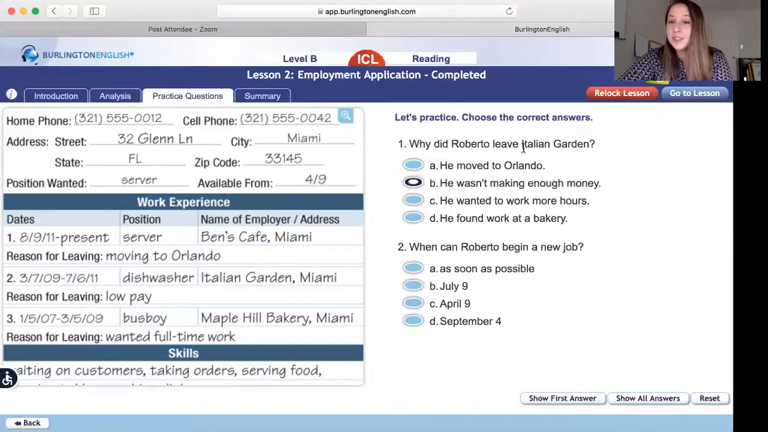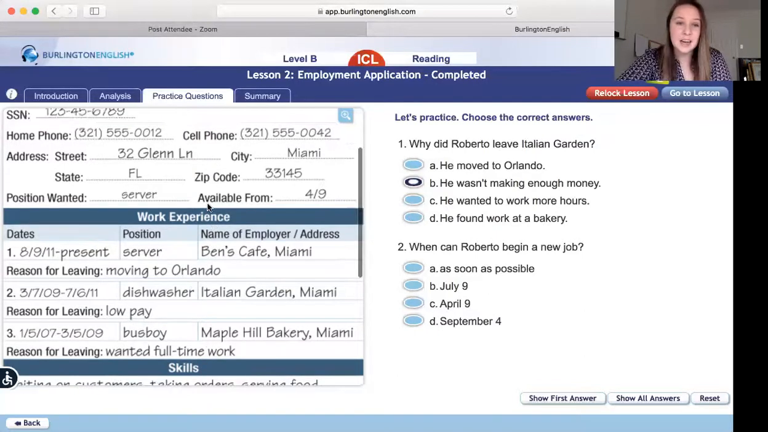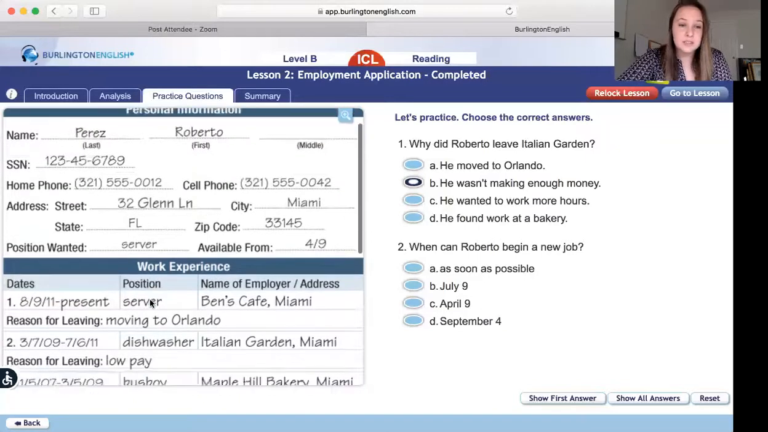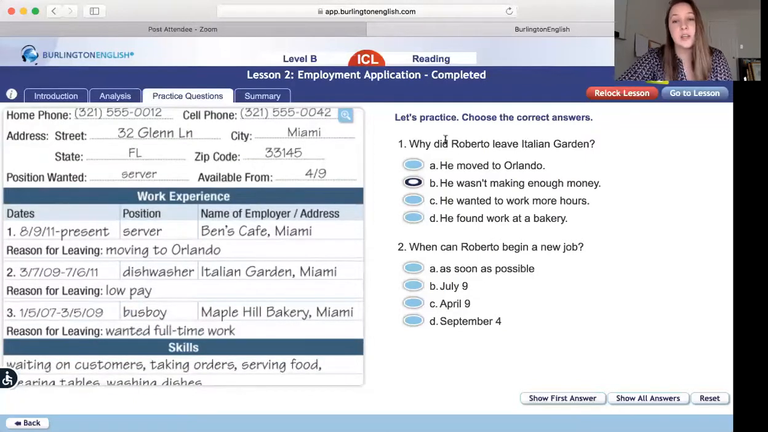So we answered this question without reading the entire thing. You didn't have to spend all of that time reading all of this information. You're able to say, we're looking for a previous job. We can go under work experience. We find Italian Garden, and we find the answer. So instead of reading all of it and trying to find the information afterwards, you can just scan and find the section that you need and read that information.